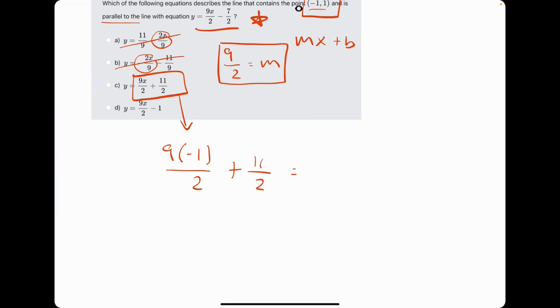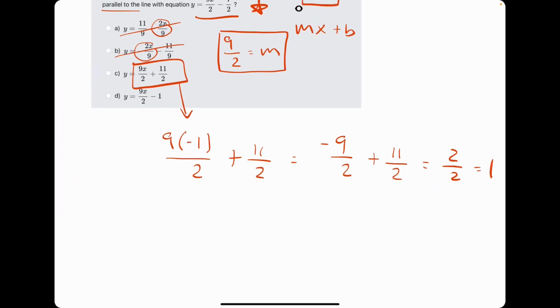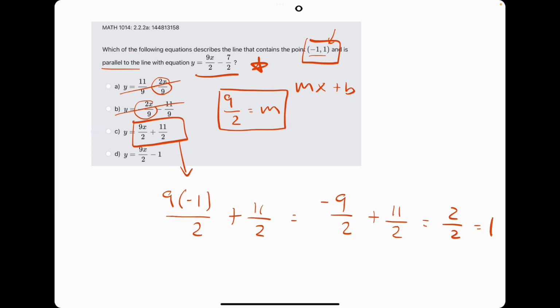So we get -9/2 plus 11/2. These have the same denominator, so we can really just add their numerators. So -9 plus 11 is 2. We leave it over 2. 2/2 is 1. So what this says is when we plugged in -1 for the x value, we got a y value of 1, which is exactly what this ordered pair is. All right? So C is our answer.